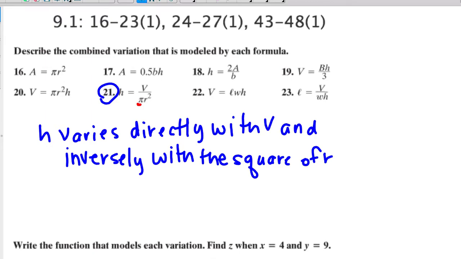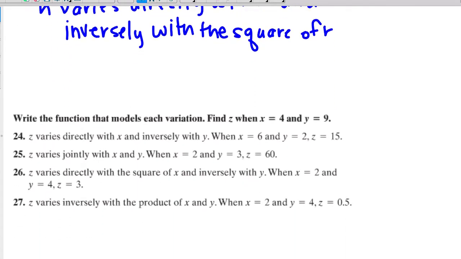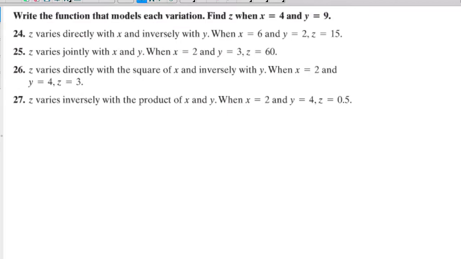Okay, all right, so that would be your answer. H varies directly with B because B is in the numerator, and inversely with the square of R because R squared is in the denominator. Okay, write the function that models the variation and then find Z when X is 4 and Y is 9. So let's take a look at 26.